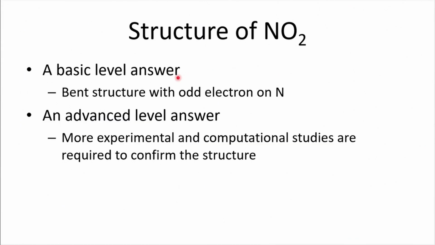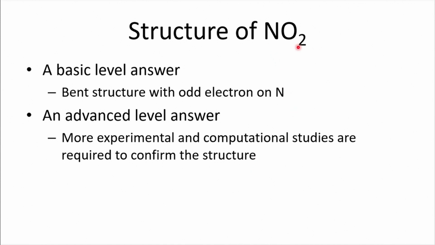So finally the question is, what is the actual structure of NO2? A basic level answer may be the bent structure with the odd electron on nitrogen, because N2O4 formation can be explained very easily based on this. But at an advanced level, the answer is more experimental, and computational studies are required to confirm the actual structure. So you don't have to worry too much about the NO2 structure.